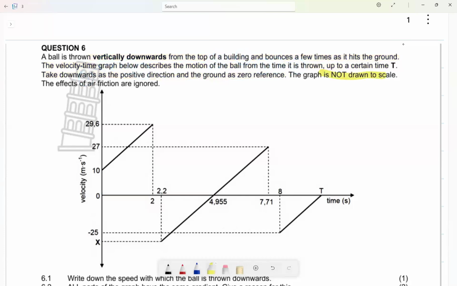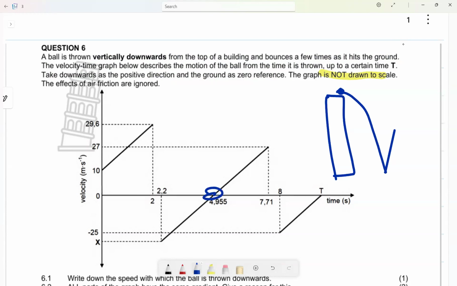So it is thrown vertically downwards like this, from the top of a building. Here's the ball, thrown downwards. Then it bounces a few times. They did not say how many, so we need to know how many few times. It will be 1 and 2, because it reached the maximum height. It went down, it reached the maximum height for the first time, then it reached it again.